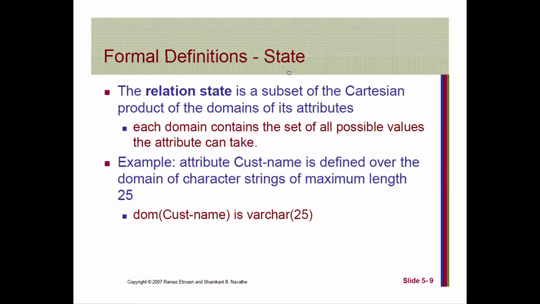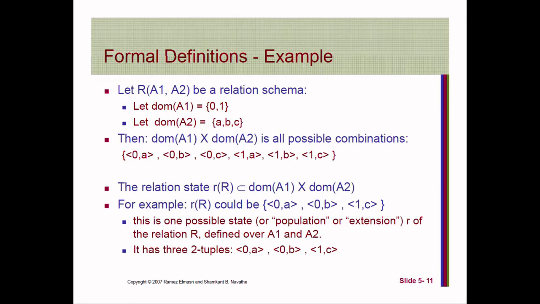Another term we have seen before is relation state. If you remember, the relation state is the content of the table at a particular time. The data content of the table at a particular time, that is the relation state. This is the formal definition of relation state: the relation state is a subset of the Cartesian product of the domains of its attributes. Now what does this mean? Let's take an example to illustrate this definition.